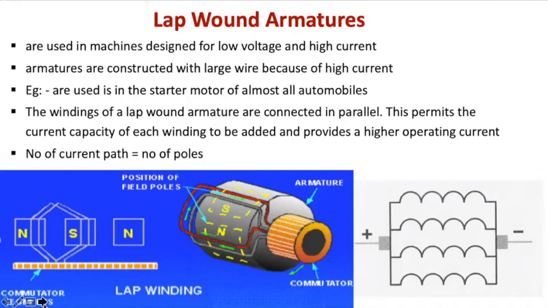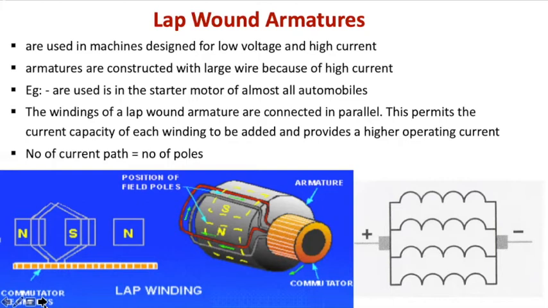Now you can see the electrical connection of the lap wound armatures. You will have some parallel paths, and when there is a parallel path, the voltages will be the same across the windings, while the current carrying capacity will depend on the total number of parallel paths. So the current carrying capacity increases, and therefore these lap wound armature DC machines are used for low voltage and high current applications.